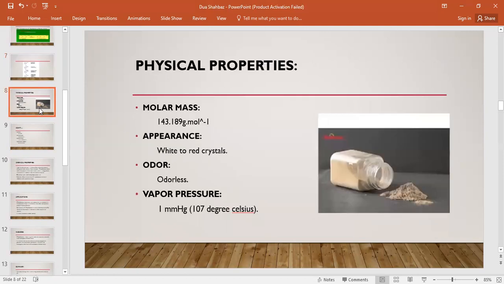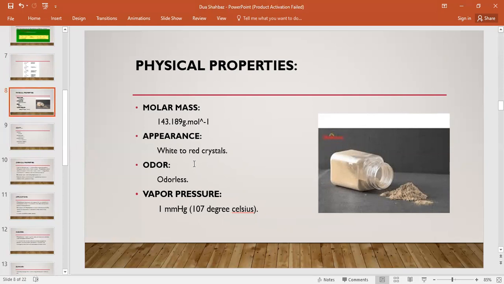As we discussed above, there are two types of properties in chemistry. One is physical properties and the other is chemical. First of all, we discuss the physical properties. Physical properties are the characteristics that do not involve a change in the sample's chemical makeup. And here we have some physical properties. Molar mass. Its molar mass is 143.189 grams per mole.